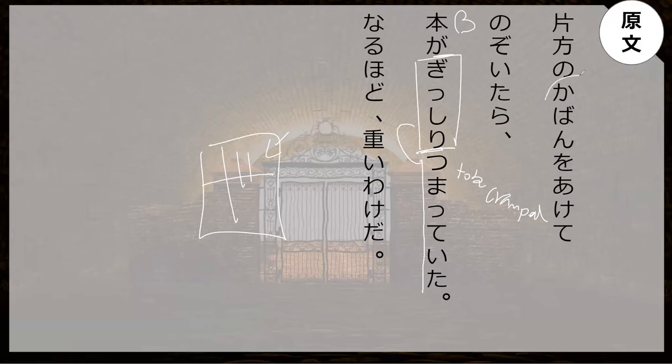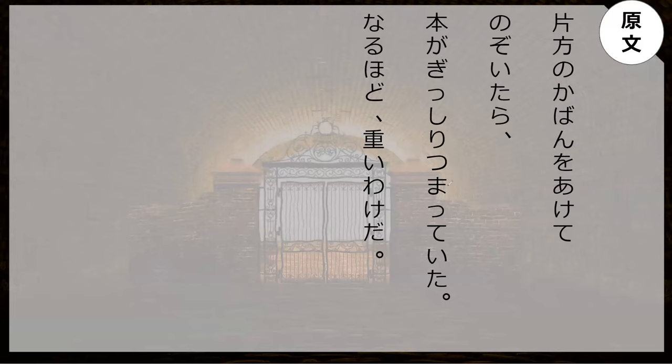So in other words, this kaban has a bunch of books in it. And if you try to pull out a book, you probably can't really do it. If you've ever done that with a bookshelf and the book's not coming out, or you try to pull one out and three come out with you, that's a gichiri tsumatte ita hondana. Naruhodo, I understand. Right. Omoi wake da.